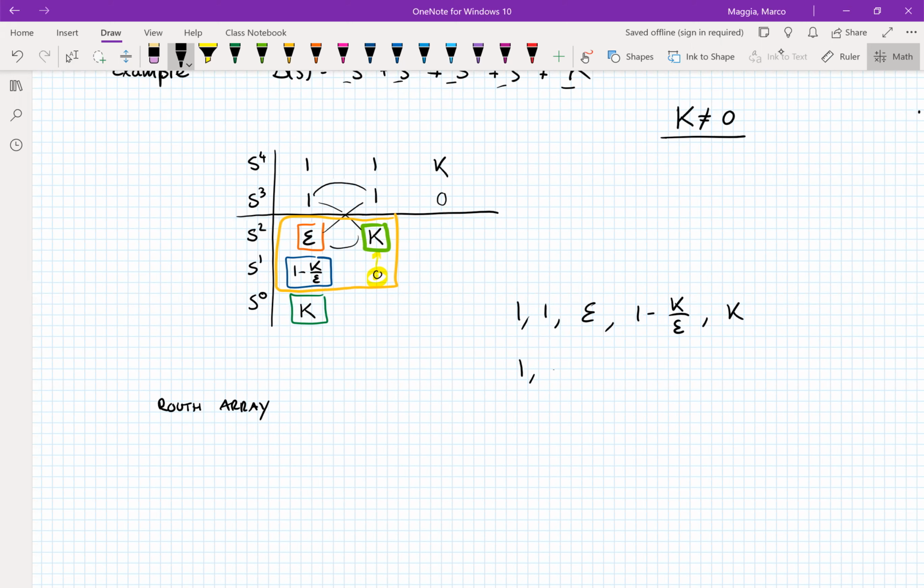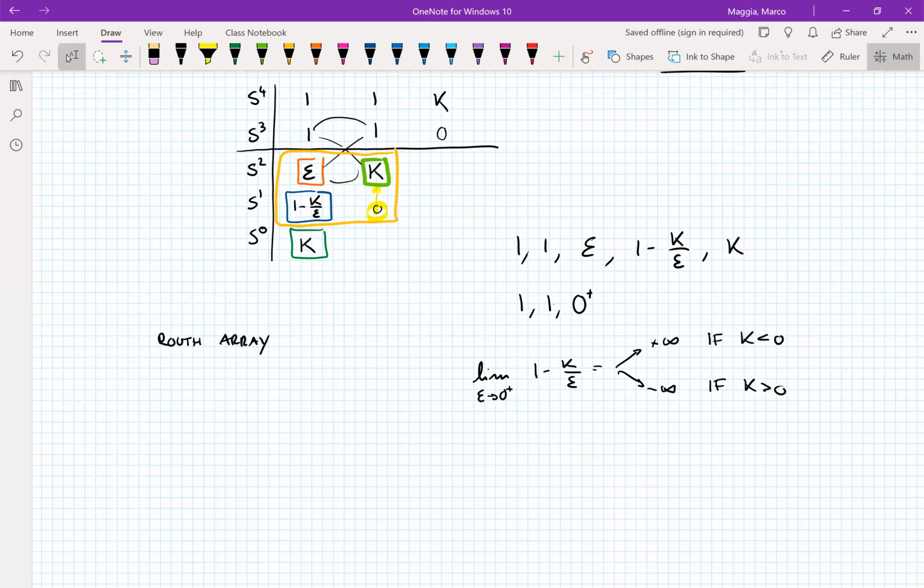We said that epsilon we take as a positive number, so 0 plus, but we need to find the sign of 1 minus k over epsilon, for epsilon that tends to 0 plus. This is equal to plus infinity if k is negative, and it is equal to minus infinity if k is positive. So actually, the system is always unstable no matter what the sign of k.